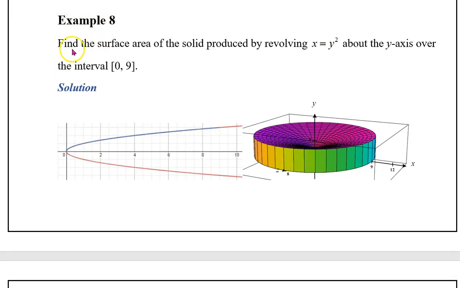In example 8, we want to find the surface area of the solid produced by revolving the curve x equal y squared about the y-axis over the interval from 0 to 9. First, note that this interval is the x interval from 0 to 9, as can be seen here in the picture, where the x is going from 0 to 9 in blue. Also notice that the graph of x equal y squared is a right opening parabola. This means that in order to integrate, we're going to have to adjust these values to be y values instead.